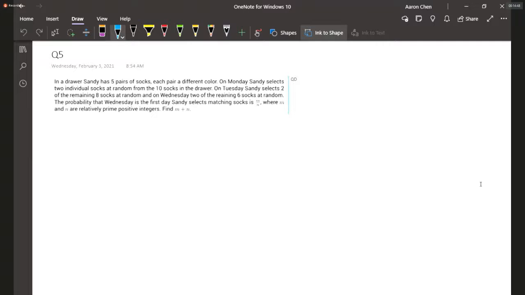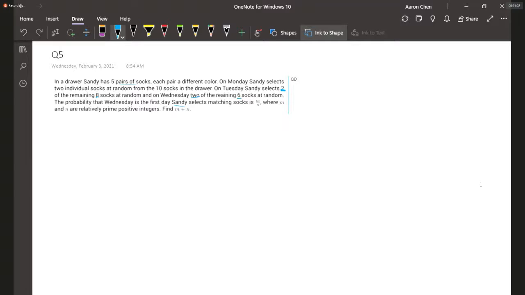Okay, so I'll start going over how this problem works. There's a total of five pairs of socks, and so that's a total of 10 socks. On Monday, Sandy takes 2 at random, and then on Tuesday, she takes another 2 from the remaining 8, and on Wednesday, she takes another 2 from the 6. And so you want to find the probability that Wednesday is the first day that Sandy selects matching socks.